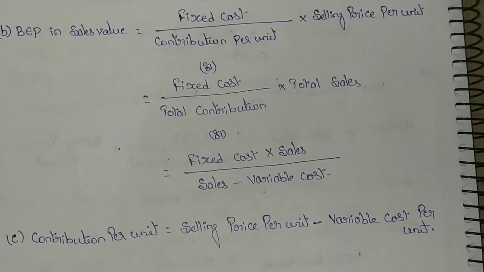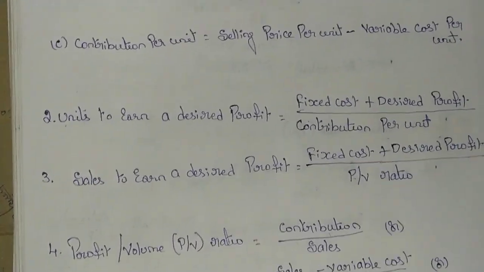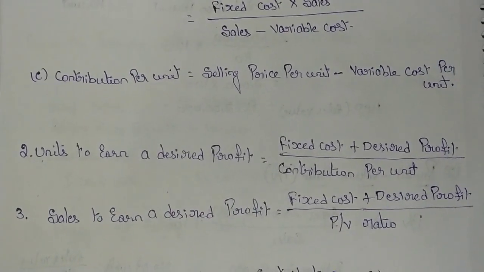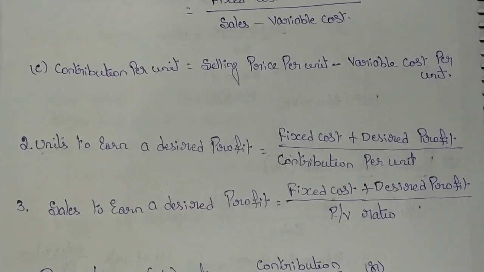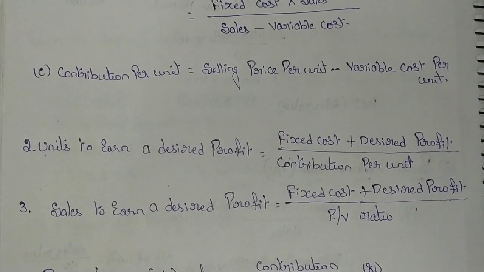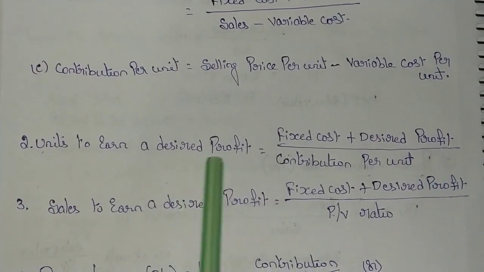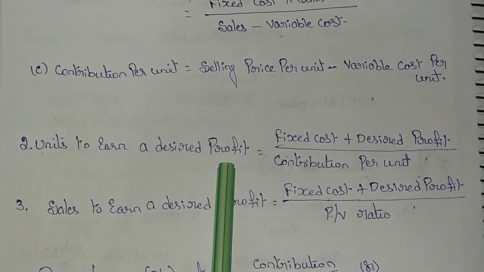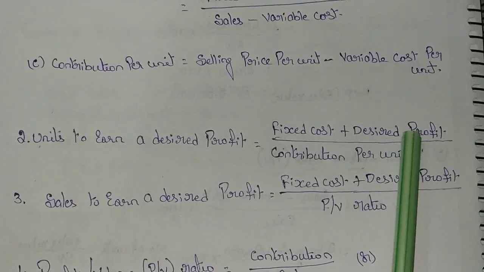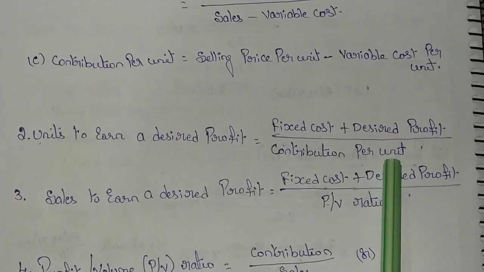And the next formula is units to earn a desired profit. Meaning, if the company is expecting to earn some profit in the future, how many units must be produced to earn the expected or desired profit? The formula is fixed cost plus desired profit divided by contribution per unit.